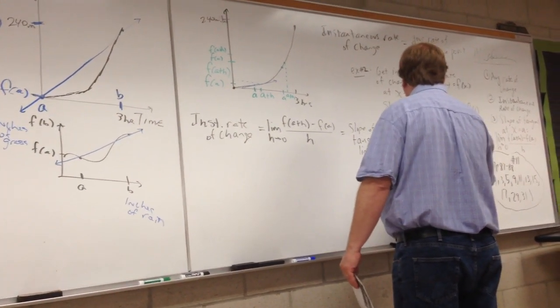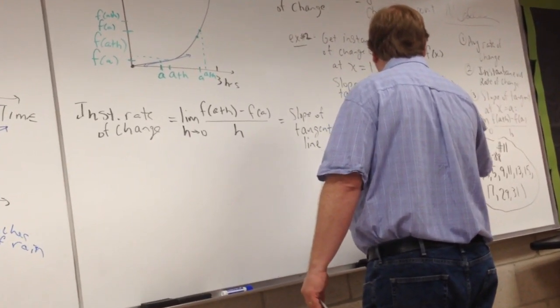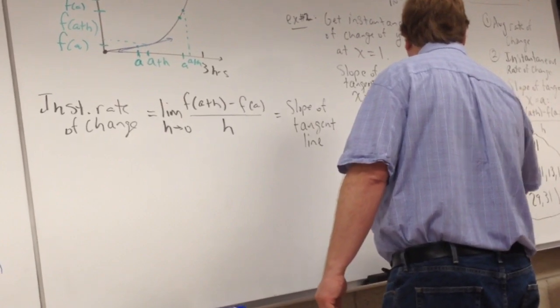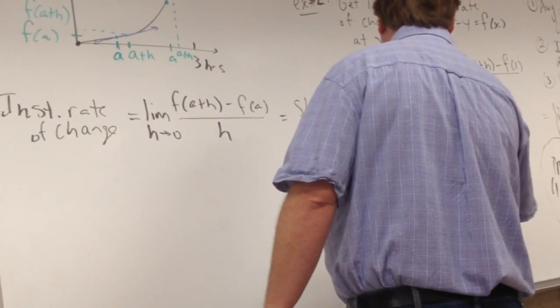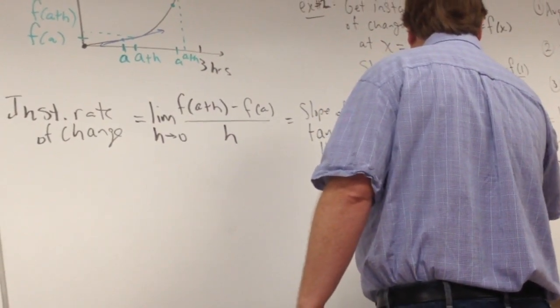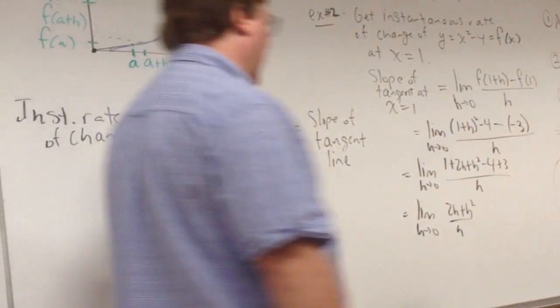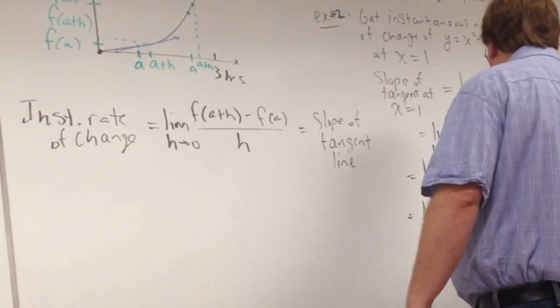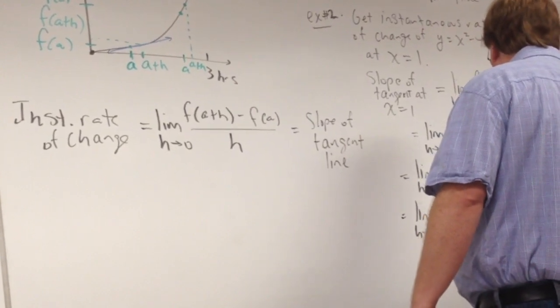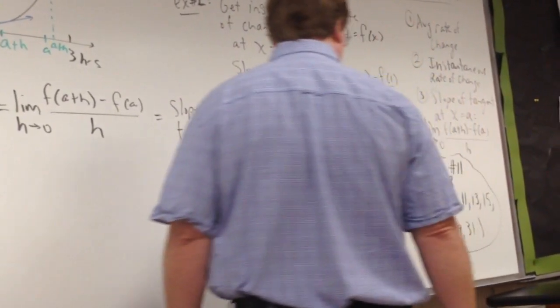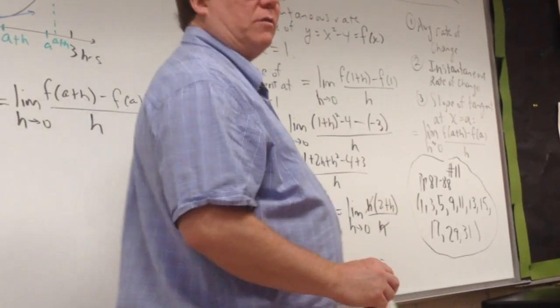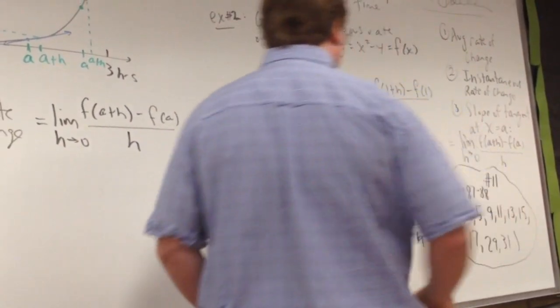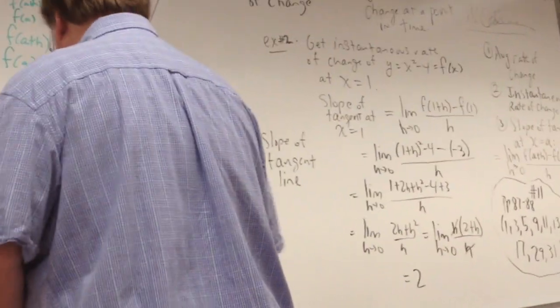I got the limit as h approaches 0 of 1 plus 2h plus h squared minus 4 plus 3 over h. So you notice I got 1 minus 4 plus 3, which makes 0. So I end up with the limit as h approaches 0 of 2h plus h squared over h, which means I get to factor out an h from the numerator and cancel the h's. So I got the limit as h approaches 0 of h times 2 plus h over h. And so the h's cancel. And then as h gets closer and closer to 0, this guy gets closer and closer to 2. So I get 2.